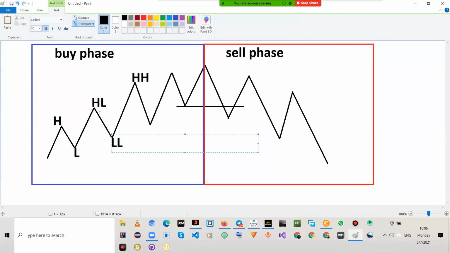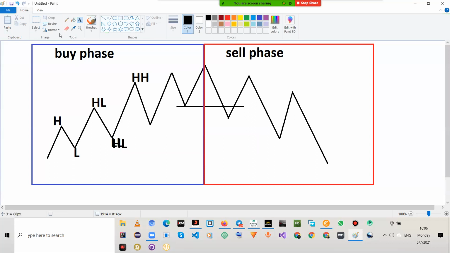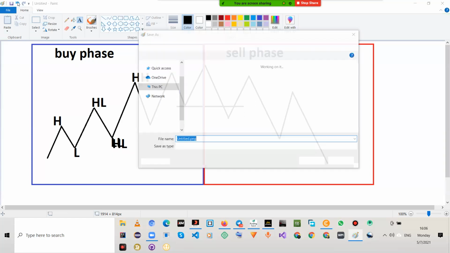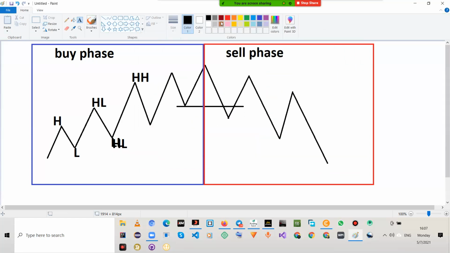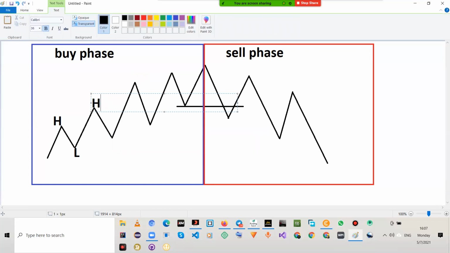How do I fix this? Okay. This is a higher low. There's a way to fix this now. Okay, so this is a high, right?